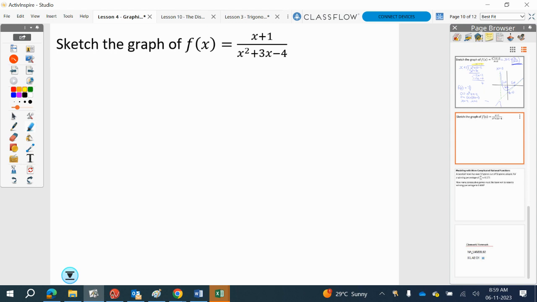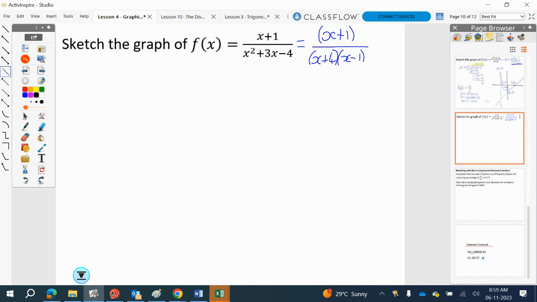Alright, let me show you how to sketch this. It's pretty tricky to see how it's going to approach the asymptotes. Let's take the function and factor it first. That's easy. We've got a factor on the top, x plus 1. And we've got x plus 4, x minus 1. So we've got two asymptotes, and it's really tricky to figure out how it's going to approach these. Put the asymptotes in, because we haven't done one like this yet.